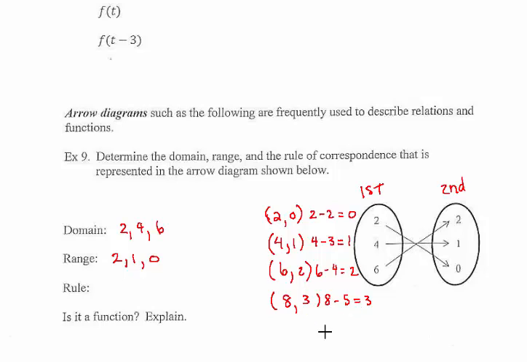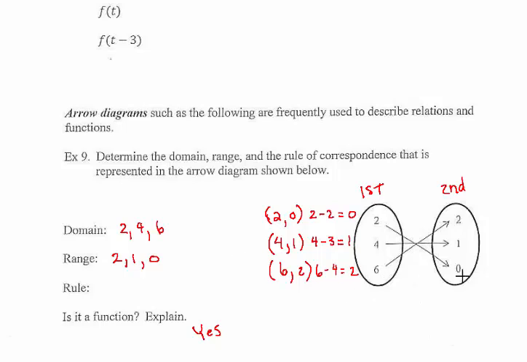Okay, so 8's assigned to 3. For each successive ordered pair, you could say you add 1 to the second element. Alright, so is this a function? And the answer is yes. Okay, no first element was assigned twice. Okay, alright, and this last one, that's just one that I made up.